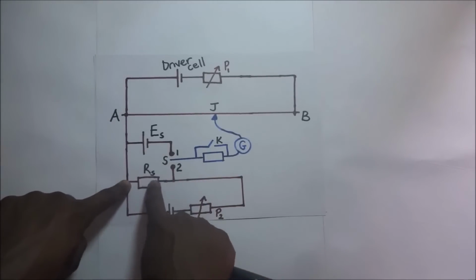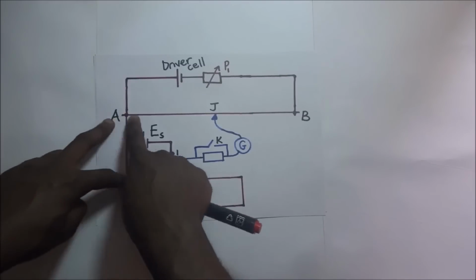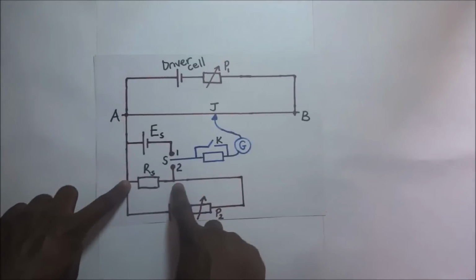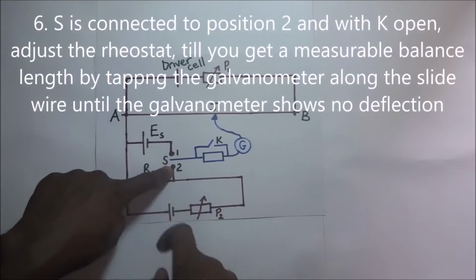Now that we've obtained the PD per unit length, we go ahead and balance the potential difference across this resistor, the standard resistor, whose resistance we know. We balance it up against the slide wire. So how do we do this? We do this by connecting S to position 2.